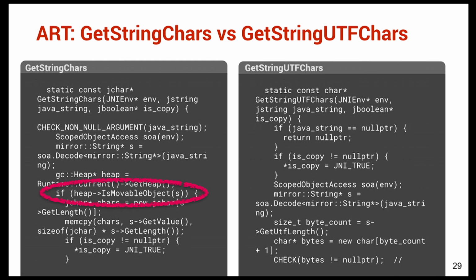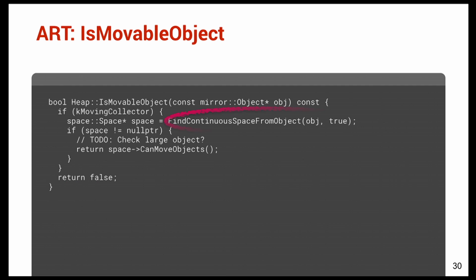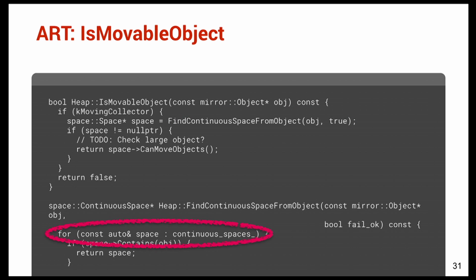So you can see here that GetStringUTFChars always has to copy. So what it does, it goes through, and it actually just goes to that copy operation. Well, GetStringChars actually has to go and check, well, can I actually avoid this copy? So it goes, looks at the heap, and checks to see if that's a movable object. And it turns out that's actually somewhat of an expensive call. So you can see here, there is this find continuous space from object. That just sounds dangerous. And what is this actually doing in real life? Well, it actually calls this, which has a for loop in it, which looks to find continuous spaces.